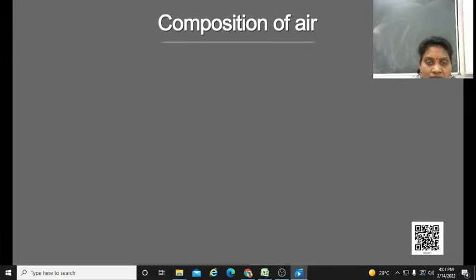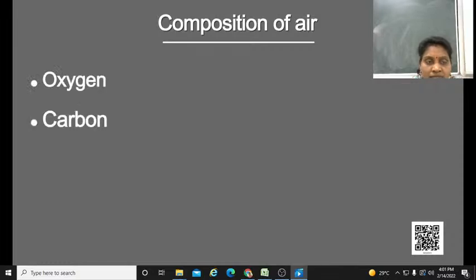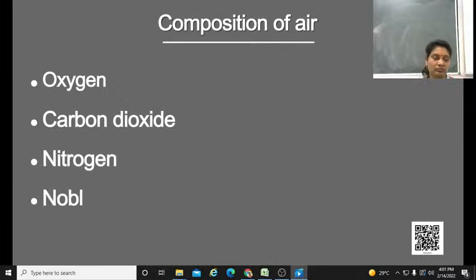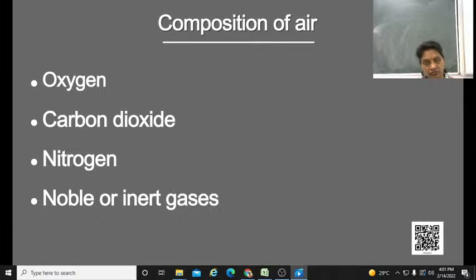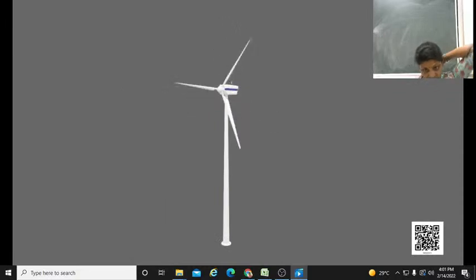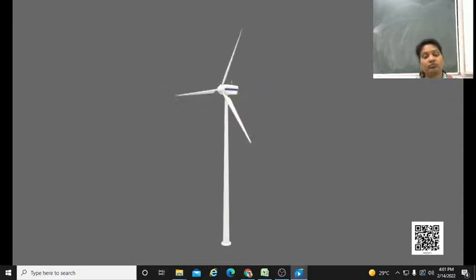Children, now we will study about the composition of air. Air is a mixture of many gases like oxygen, carbon dioxide, nitrogen and some noble gases. Children, do you have any idea what is the importance of air in our lives?